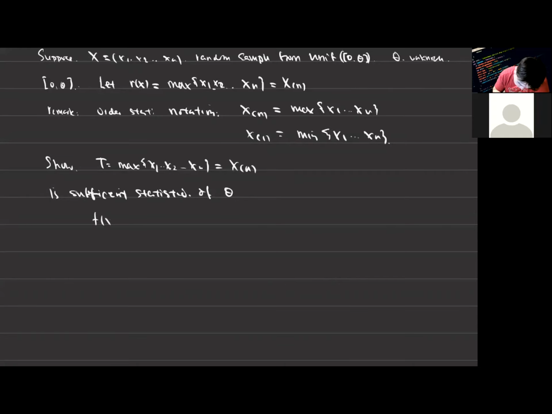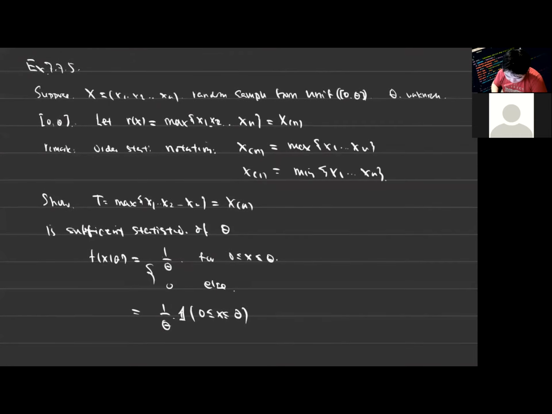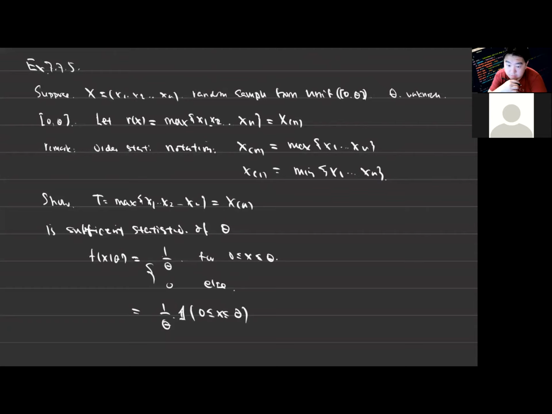So let's write that out. This is f(x; theta). Theta is a parameter, and it's 1 over theta for the range 0 less than or equal to x less than or equal to theta, and 0 else. Once again, this can be written as 1 over theta times an indicator function, where the range is this. Okay, so let me pause. Any questions about what I just said? Hopefully all the information is clear.